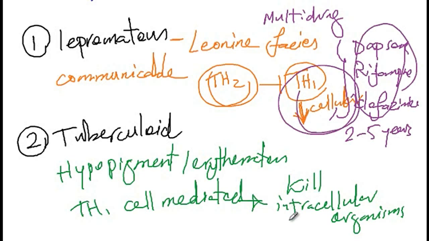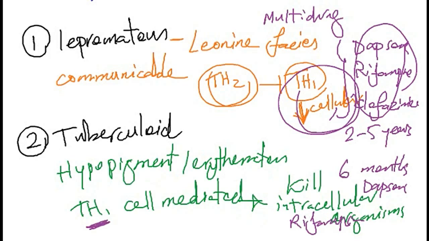In the tuberculoid form, however, since there is already Th1 cellular immunity, which would help to kill the intracellular organisms, you will only have to treat for 6 months with dapsone and rifampin.